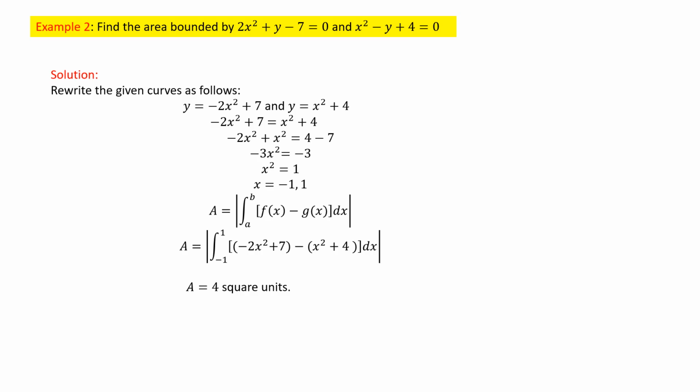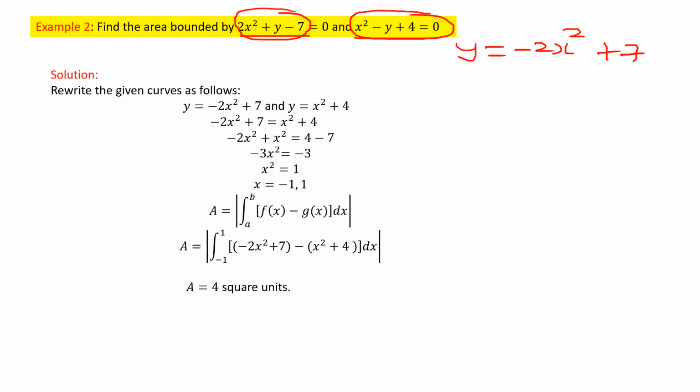Question number 2. Find the area bounded by the curves 2x power 2 plus y minus 7 equal to 0 and x power 2 minus y plus 4 equal to 0. So once again, we have to equate both results. Before that, from the first equation, keep y on the left side, take the other terms to the right side. So that will give you minus 2x power 2 plus 7. Do the same thing for equation number 2. Keep y on the left side and take the other terms on the right side. That will give you x squared plus 4.